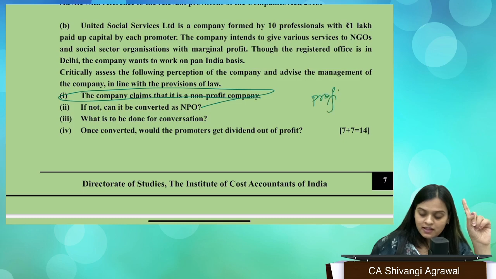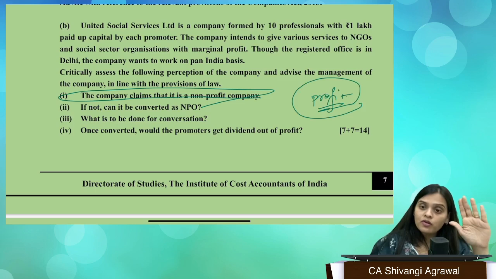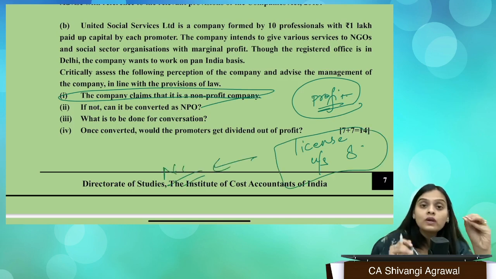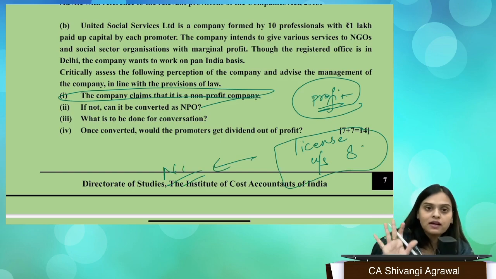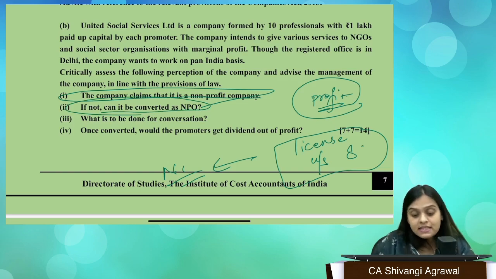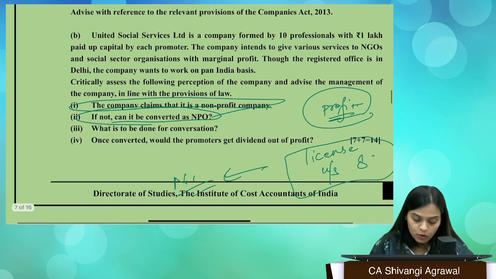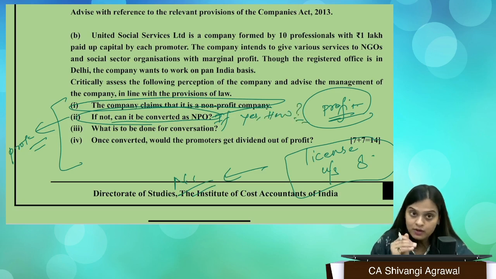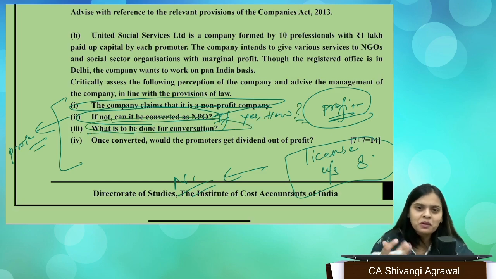Firstly, the contradictory thing is that you are making profit, right? Secondly, a non-profit company may generate surplus. That is not a problem. You may render services, but then the prima facie requirement is to obtain license under Section 8 and register yourself as a not-for-profit making company. Only then you will be called a non-profit company. Otherwise, you will not be called a non-profit company. Secondly, if not, can it be converted as NPO? The answer is yes, it can be converted as NPO. There is absolutely no problem. But then here, because you have only 4 points given, you must write the process of conversion. Although it is not asked, if yes, how? If this was asked, we would have been very sure that we have to write the process. But then, okay, in the next part, it is actually given what is to be done for conversion.